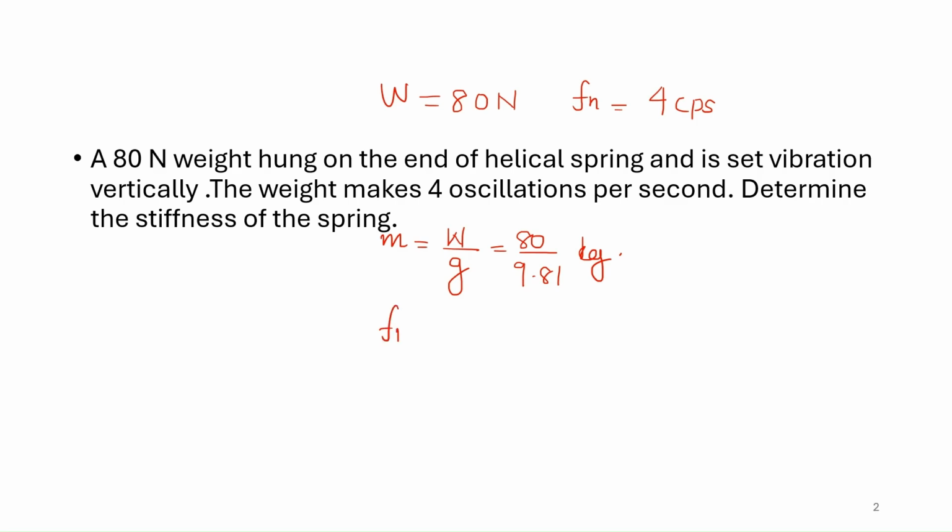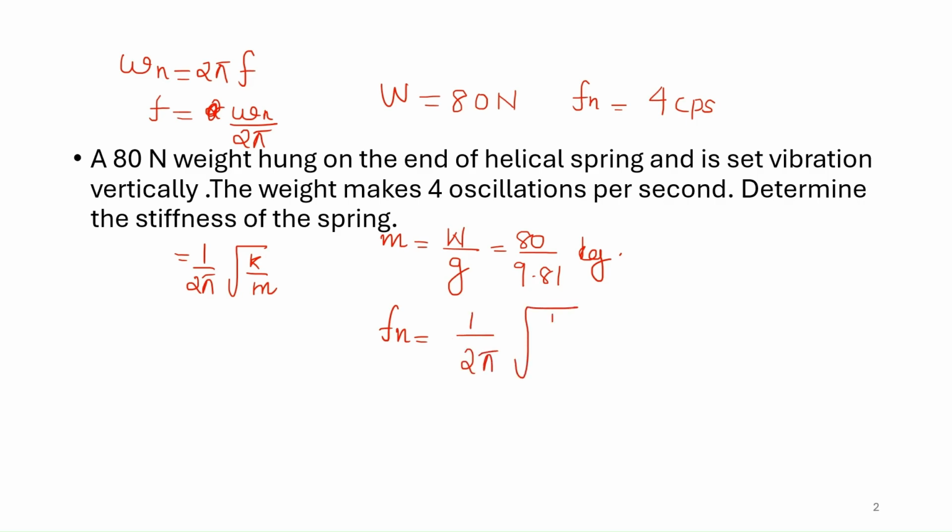The equation for frequency we know: omega n is equal to 2 pi f, and frequency is equal to omega n divided by 2 pi. That is 1 by 2 pi into omega n, where omega n is square root of k by m. So frequency is equal to 1 by 2 pi into square root of k by m. If we take the square, frequency square is equal to 1 by 4 pi square into k by m.